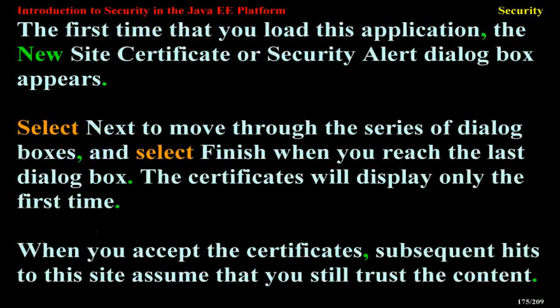The first time that you load this application, the new site certificate or security alert dialog box appears. Select Next to move through the series of dialog boxes, and select Finish when you reach the last dialog box. The certificates will display only the first time. When you accept the certificates, subsequent hits to the site assume that you still trust the content.